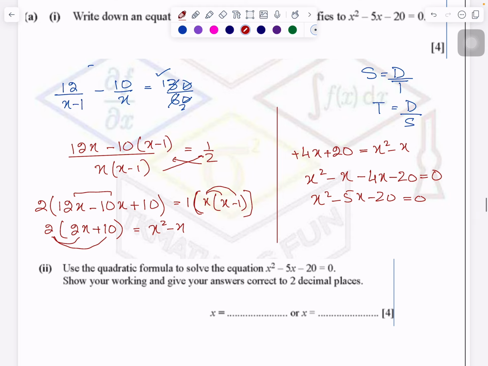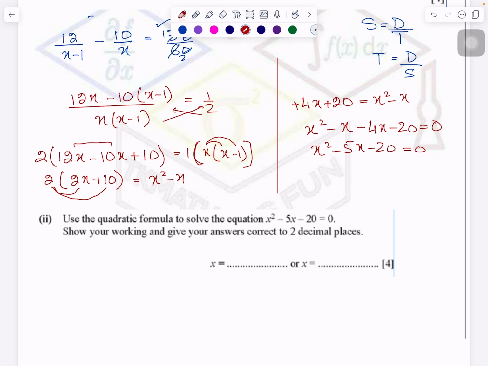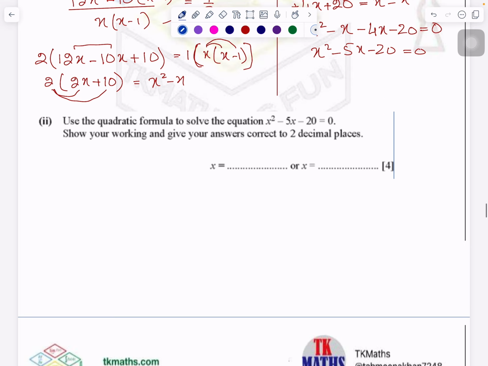Now what is the next part? Next part is saying solve this equation using quadratic formula. So quadratic formula you know by heart. What is that?